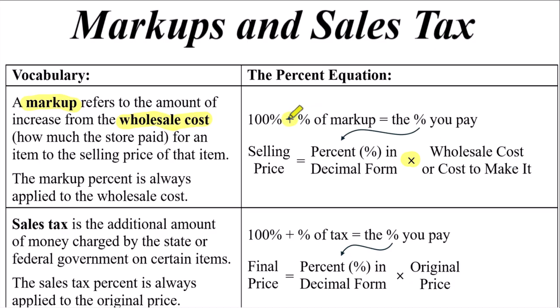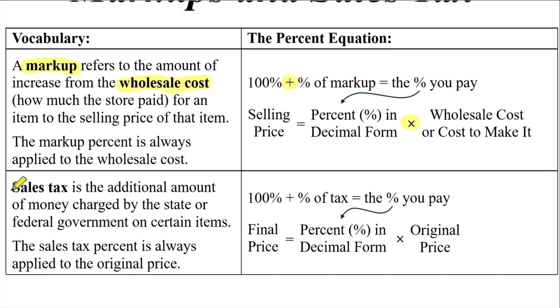Markups increase your price. So the original price is 100% of itself. We're going to add it by the percent of markup. That will give us the percent that we as the customer pay. And we'll put that in decimal form, as I already said. We'll take that times the wholesale cost, and that will equal the selling price.